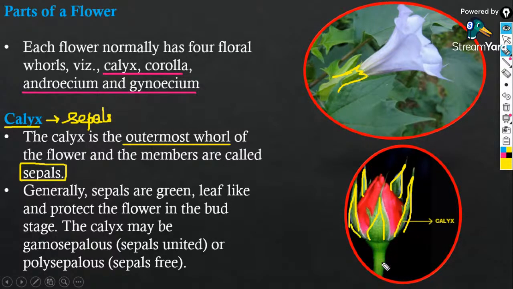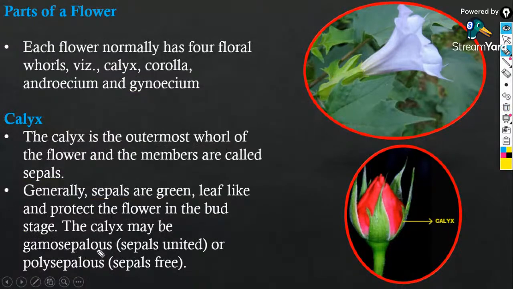which protects the flower during its bud stage. Okay, that is the sepals. Generally, the sepals are green, leaf-like structures and protect the flower in its bud stage. And guys, in certain plants, the calyx might be united. That condition is known as gamosepalous, whereas the sepals may be free in certain plants.